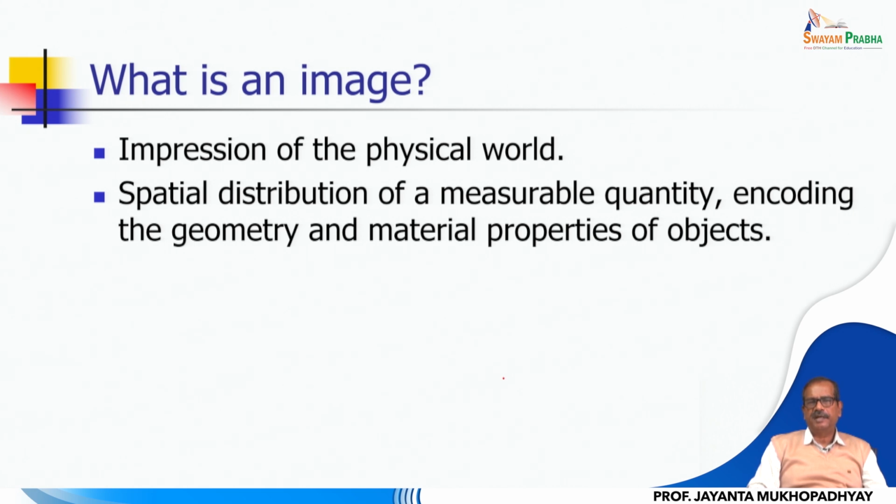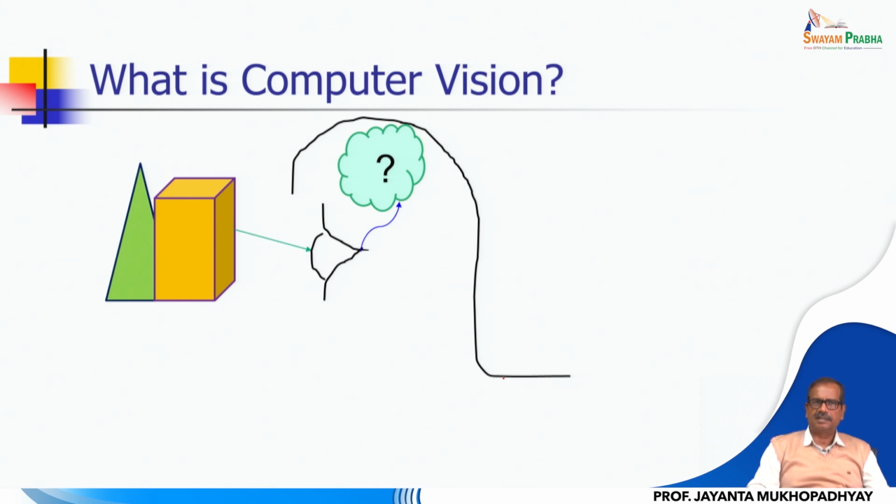In a more objective manner, you can say that it's a spatial distribution of a measurable quantity encoding the geometry and material properties of objects. Consider this optical image in two-dimensional form. As I said, it's a two-dimensional distribution of brightness values. The brightness you have measured, and in that distribution, we can understand the geometry and material properties of objects, because they are encoded into it; that distribution depends upon the geometry and material properties of objects. Also, the lighting source and other things are involved. So this is about images, and then we process these images.